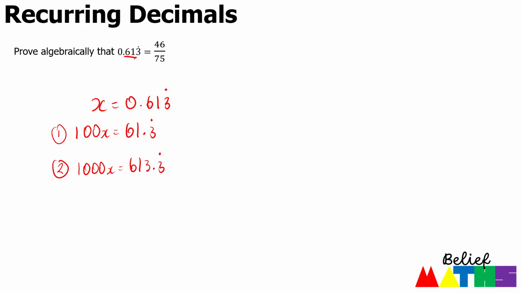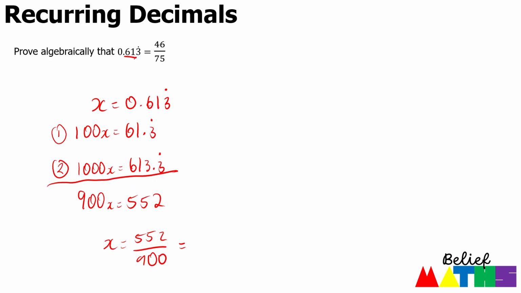613.3 recurring. We subtract those two equations from each other, and we get 900x is equal to 552. Solving then, that gives you x equals 552 over 900. And then you can just simplify that on your calculator by putting that value in, press equals, and that gives you 46 over 75, which is the answer they wanted you to show that it was.